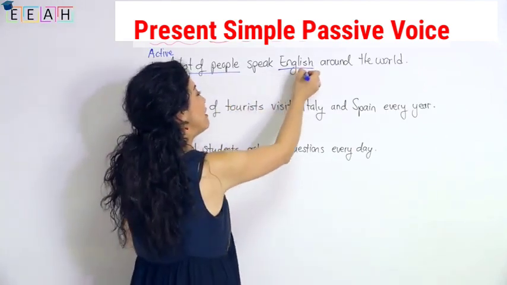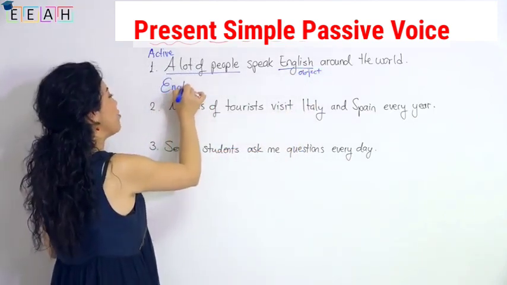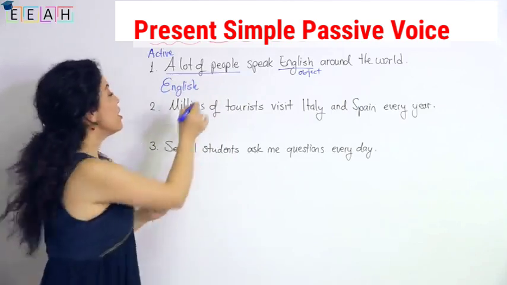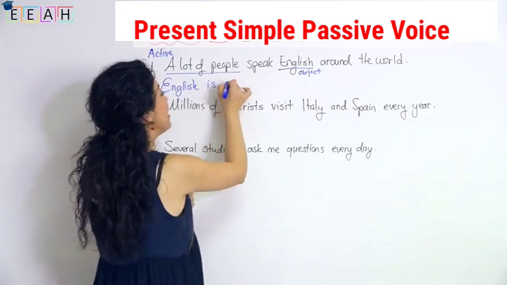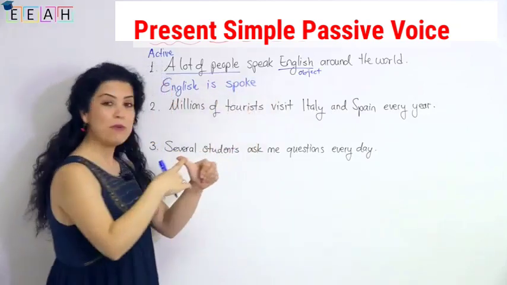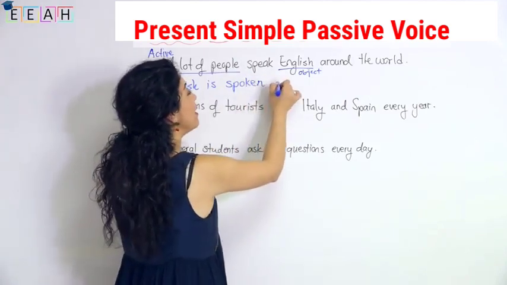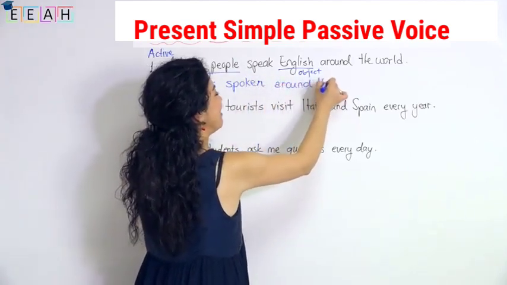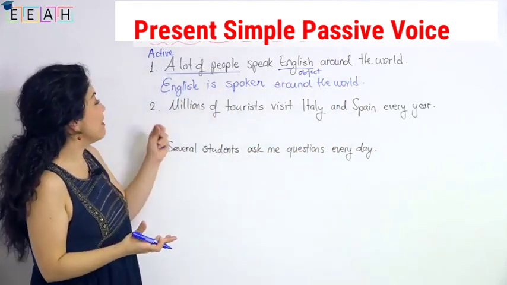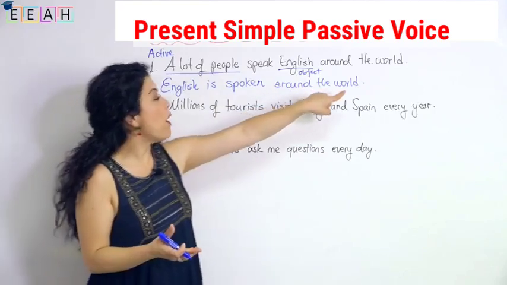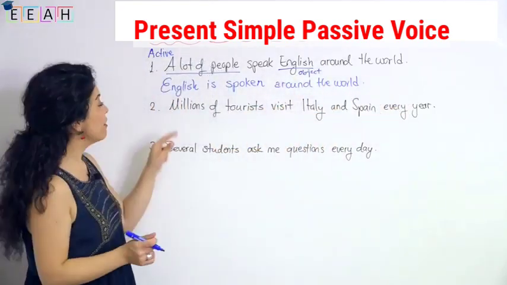So I need to start my sentence with the object, remember? So let's say English. English is, I need to write the past participle form of the verb here too. English is spoken. So speak, spoke, spoken. English is spoken around the world. Nice. If I want to mention the people doing it, then I can say English is spoken around the world by a lot of people. That's also possible.